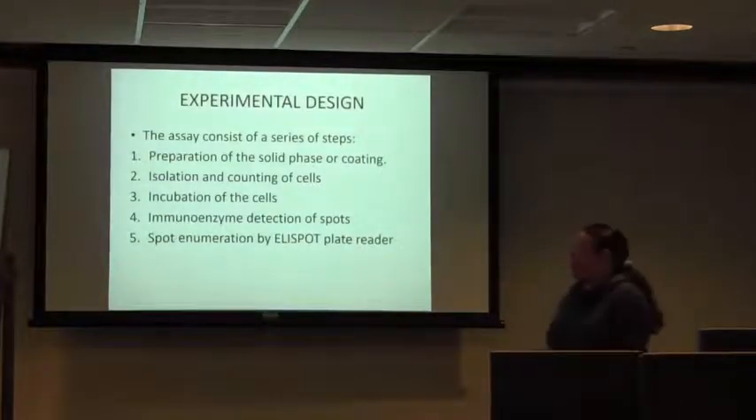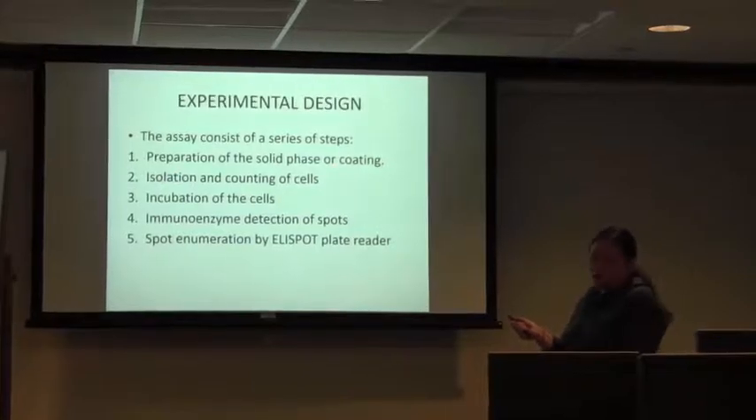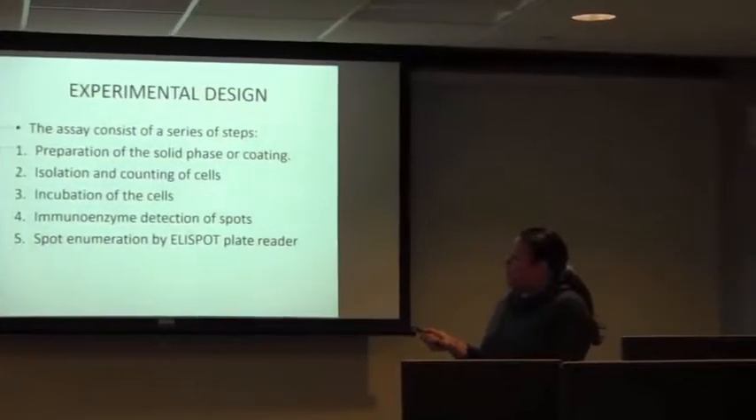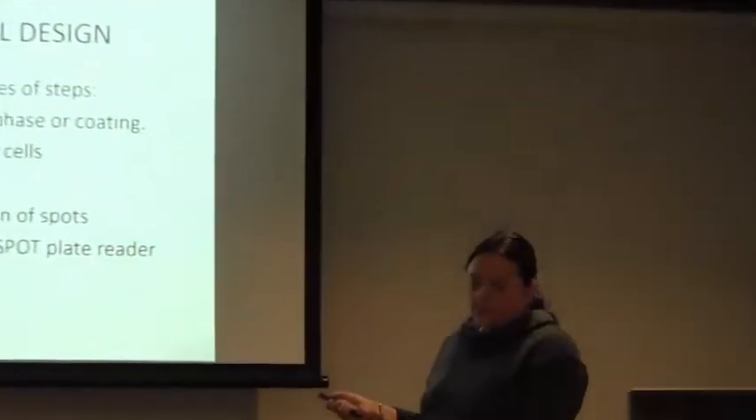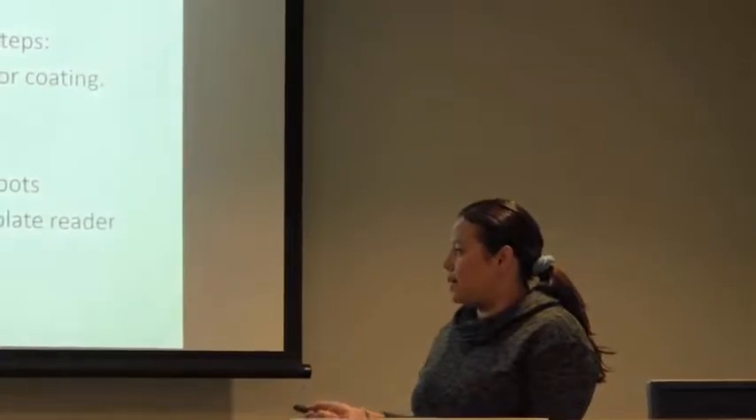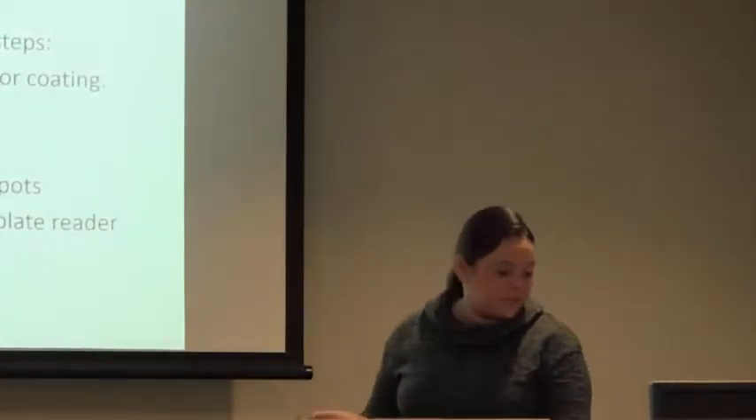So here is just showing you the experimental design of how the ELISPOT is done. The assay consists of a series of steps. The first one is the preparation of the solid phase, or the coating. The second one will be the isolation and the counting of the cells. The third step will be the incubation of the cells. The fourth is the immunoenzyme detection of the spots. And fifth, last, is the spot enumeration by an ELISPOT plate reader.